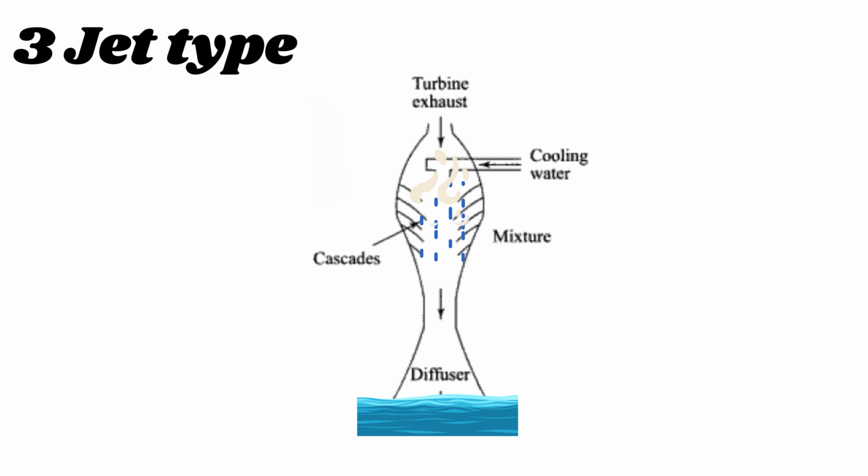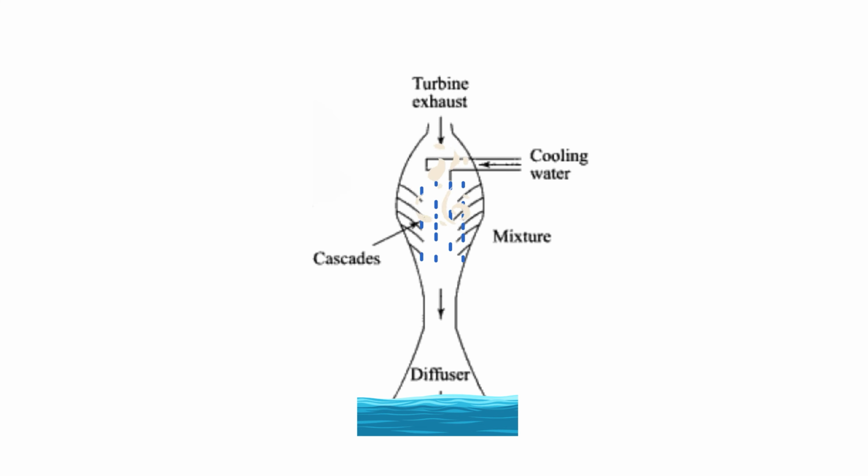In jet-type condensers, the height of the tailpipe is reduced by replacing it with a diffuser. The diffuser helps raise the pressure in a shorter distance than a tailpipe.